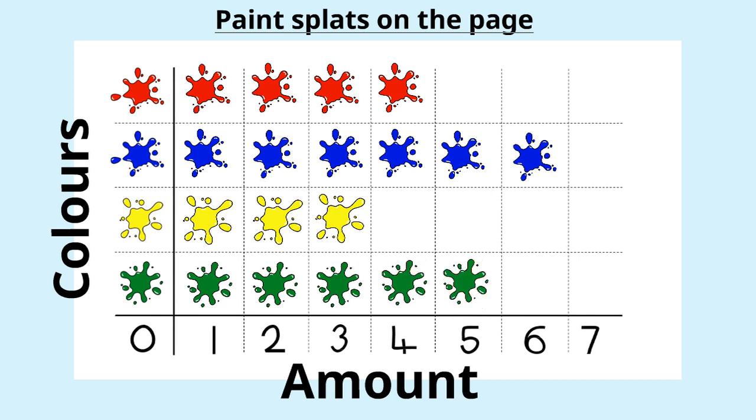Let's have one more of those. How many more blue splats than red splats are there? Pause the video and write down your answer. Well, there were 6 blue splats and only 4 red splats, so the difference again is 2 splats.